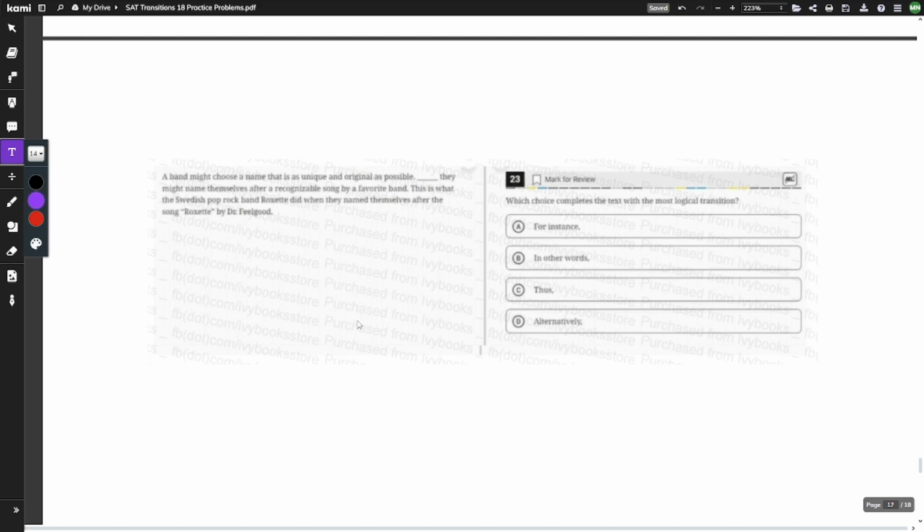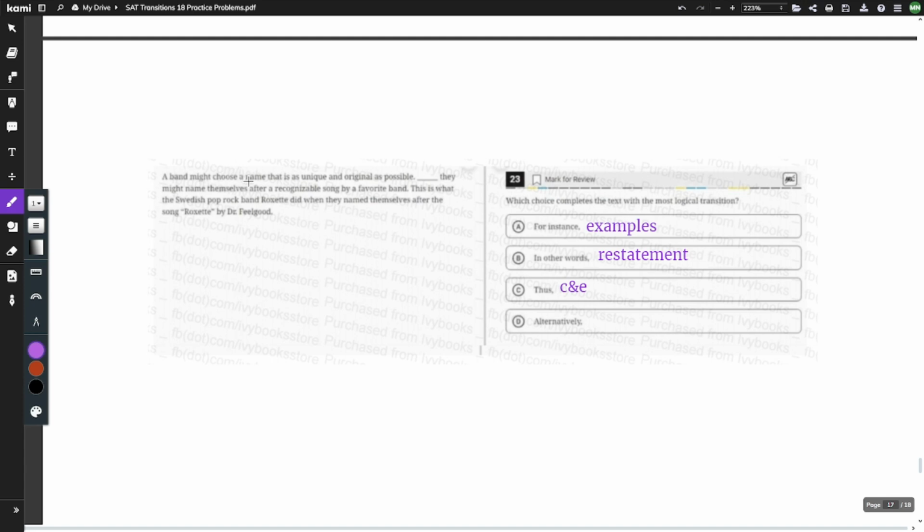Question number 17. Let's look at answer choices and see what categories they belong to. For instance is examples. In other words is restatement. Thus is cause and effect. And alternatively is like another option, so it could kind of be contrast. I'm just going to leave that blank. But out of these three, none of them are the same, so we can't mark anything out. Let's go to the text.